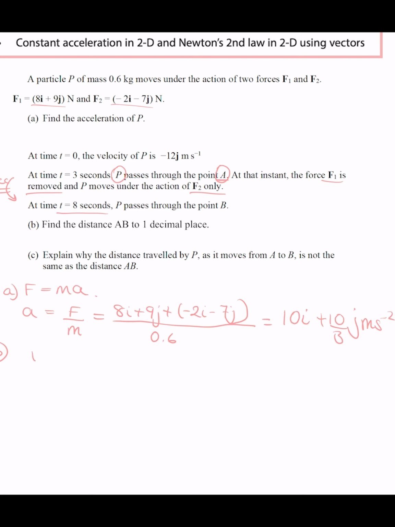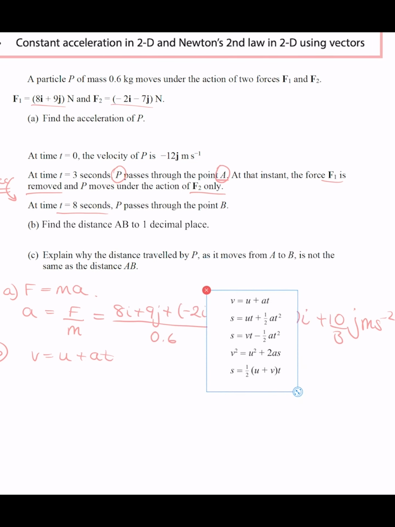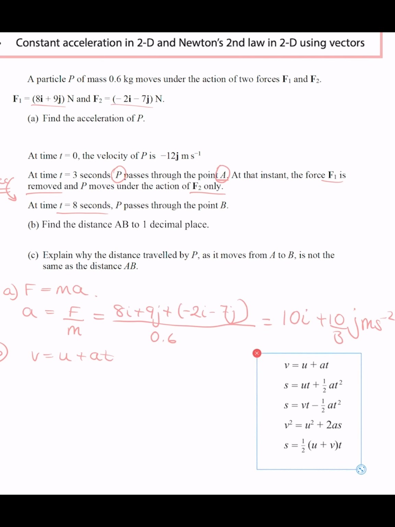First we're going to start with V equals U plus AT. That's one of your SUVAT formulas, which you're given in the formula book. So we've got V equals, starting off with minus 12j, that's our U, plus your acceleration times by time. We've got 3 seconds, 10i plus 10 over 3j.